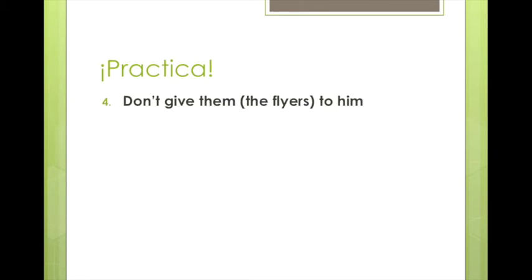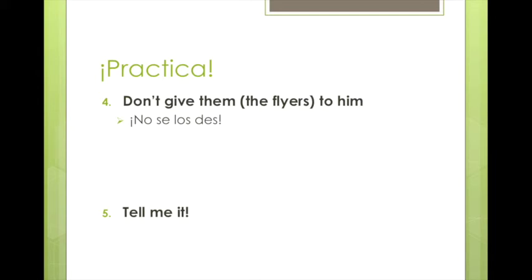Now we have some double object pronouns. When you have double object pronouns, it works just like SIDV. Subject, indirect, direct, and then verb. And remember, le, referring to him, is changed to se, because we can't say le lo, we can only say se lo. No se los des. Don't give them to him.